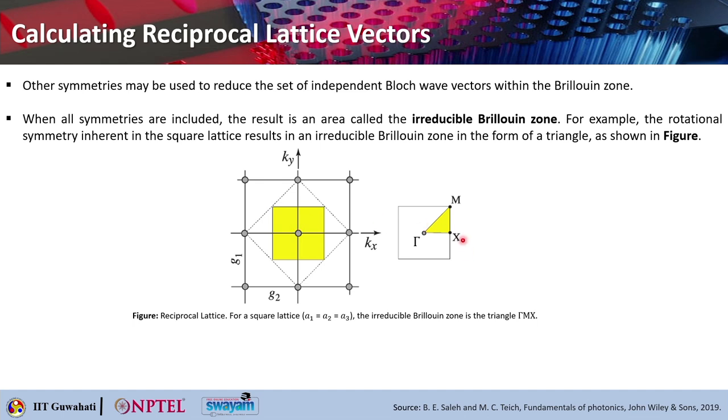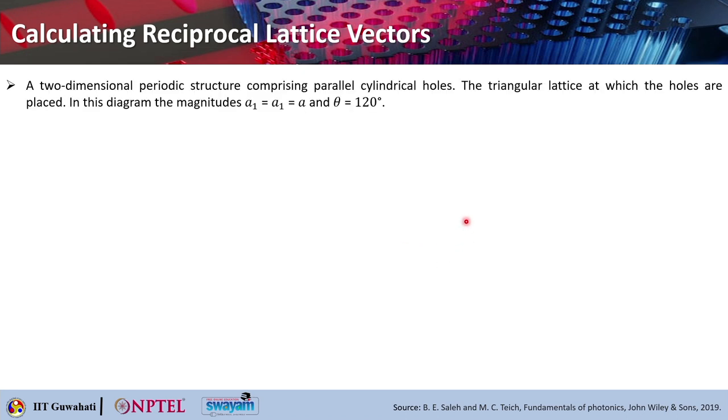For example, if you use rotational symmetry, which is inherent to the square lattice, okay, you can see that the irreducible Brillouin zone can be rotated and folded here. So, you get this particular quarter, then again you can take the mirror of it, you will get this half, and then you take a mirror operation like this, you can complete this entire square. So, that way you can form the entire Brillouin zone from the irreducible Brillouin zone, right? In this irreducible Brillouin zone, the triangle is marked as gamma, M, X. As I mentioned, for the square lattice, these are the three important points.